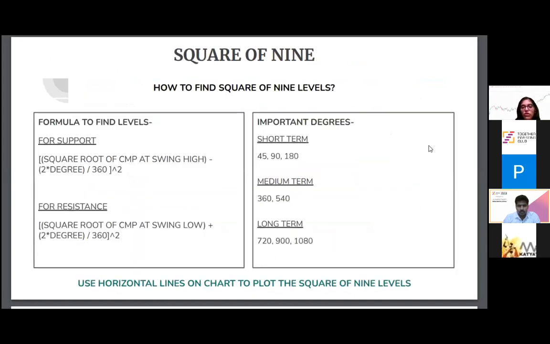next is the Square of 9. By using W.D. Gann's formulae, we can find different supports and resistance levels as well. The formulae are displayed on the screen along with the important degrees for short, medium, and long term as per Gann. So using this formula, we can find different support and resistance levels and plot them on the charts using horizontal lines.